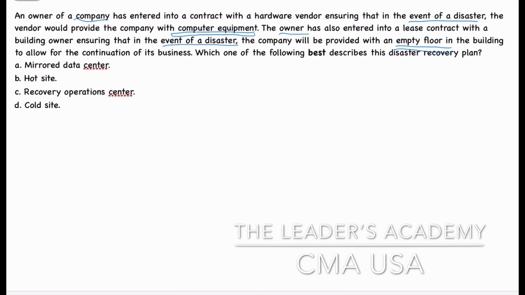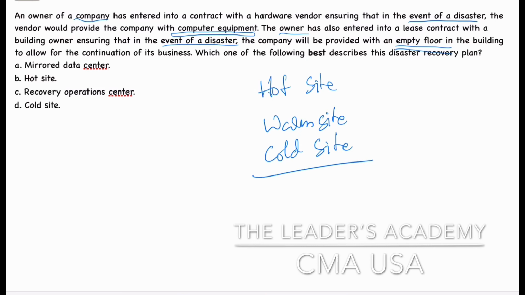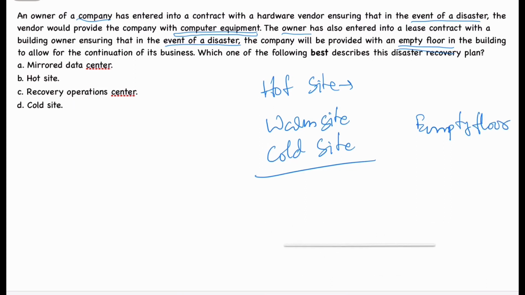We saw three different sites: hot site, warm site, cold site. In a hot site, everything will be parallel. Is there any parallel situation here? No. The company will be provided with just an empty floor. All our operations and equipment, everything we should install ourselves. Empty floor is the only thing we can see here. So hot site is not possible.